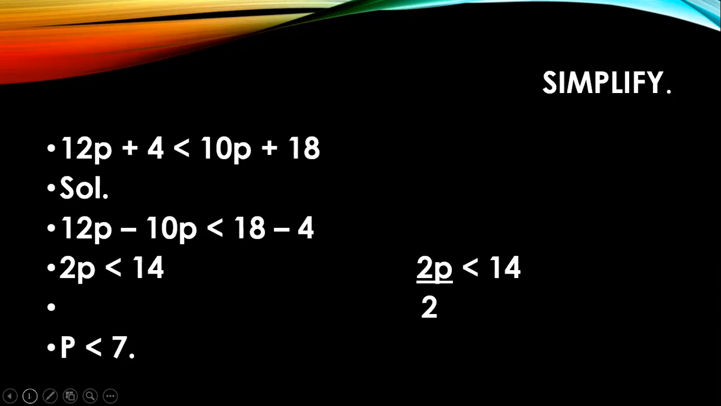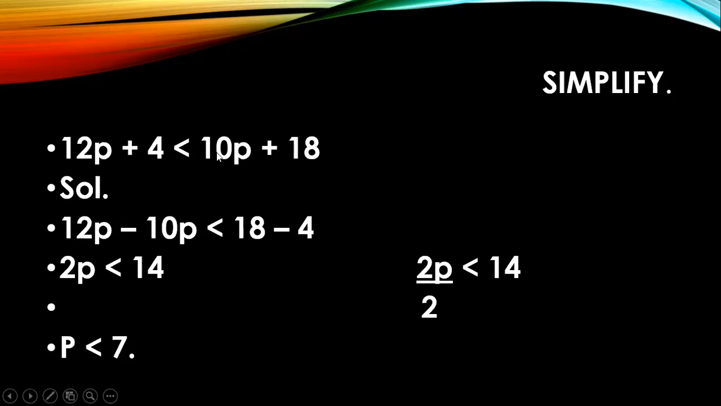Someone can also ask you to simplify 12p plus 4 is less than, remember this one is less than 10p plus 18. So when you see a question like this, just know you need to collect your like terms. Remember, we have 12p and another p term is on the other side. So you need to move this 10p to this side and you're going to subtract. You assume it is addition here, so when you move it to this other side, you're going to subtract. And when you move this plus 4, and this one is 18, you're going to subtract, because it was plus 4, it will be minus 4.